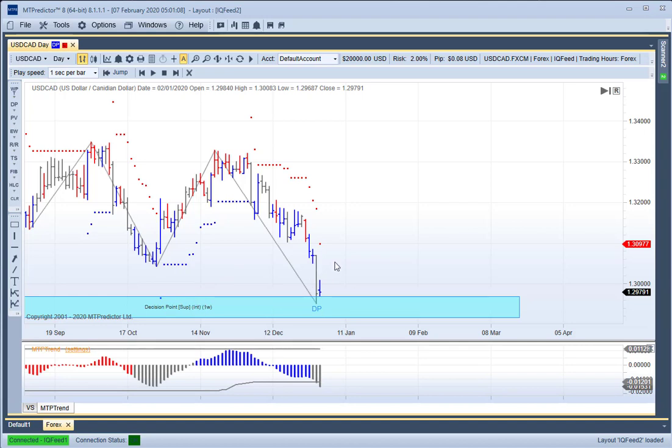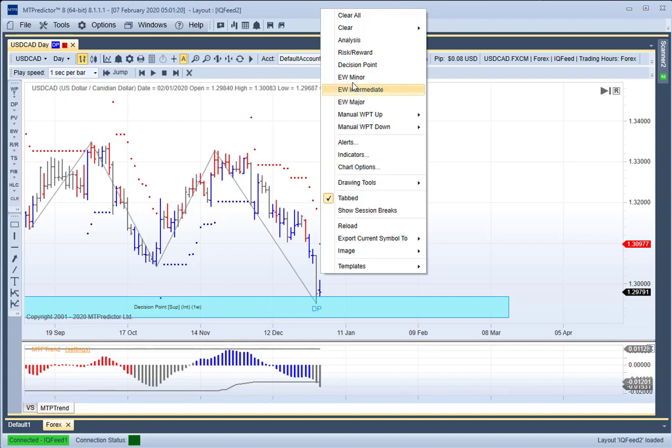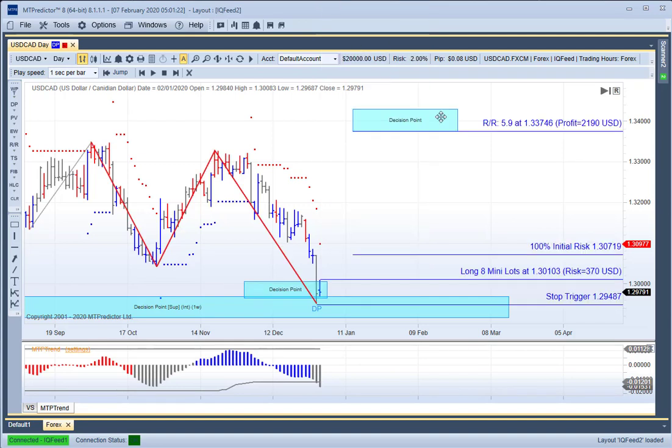Can you see that? So we had a daily DP buy with a blue buy reversal bar at our weekly support level. In other words, the picture was becoming clear. So this is when we look to try and do our trade setups. So we now right mouse click, do analysis, and this then gives us our trade setup.